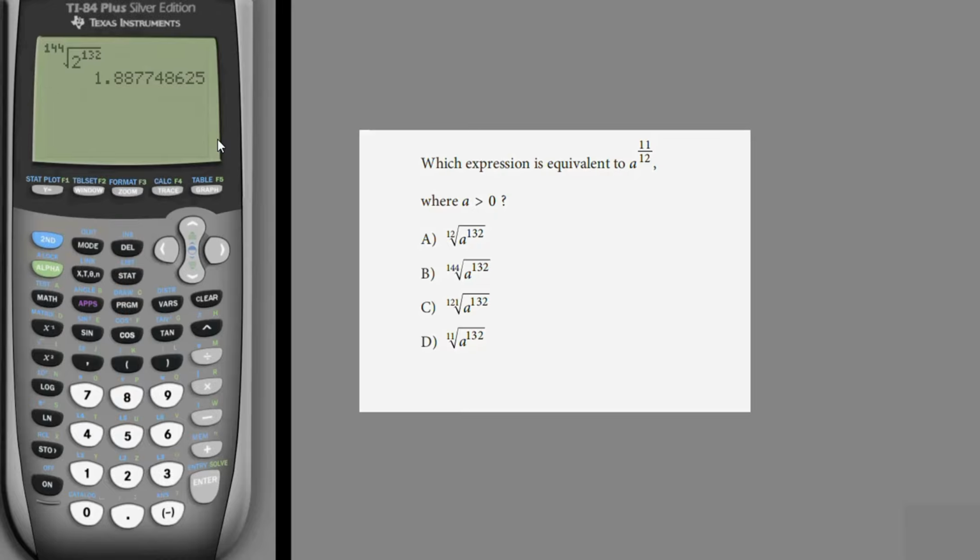Alright, so option B, 144 roots of a to the power 132, is equivalent to a to the power 11 over 12, where our a was replaced with 2. So it's as easy as this. This is how you can tackle this kind of problem. If you check options C and D, you will not get the output of 1.88. Feel free to check it, but I know you won't get 1.88. The right answer is option B.